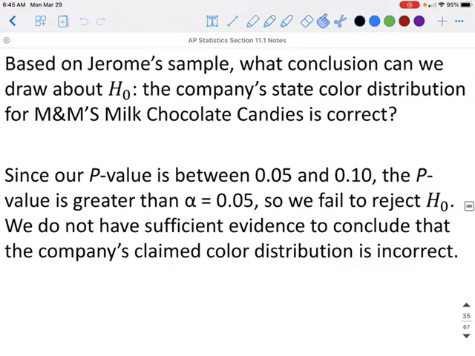Based on Jerome's sample, what conclusion can we draw about the null hypothesis that the company's stated color distribution for the M&M milk chocolate candies is correct? Since our p-value is between 0.05 and 0.10, this p-value is greater than the alpha equals 0.05 significance level. So we will fail to reject the null hypothesis. We do not have sufficient evidence to conclude that the company's claimed color distribution is incorrect.